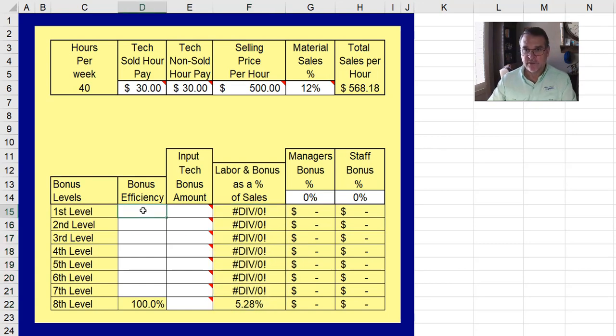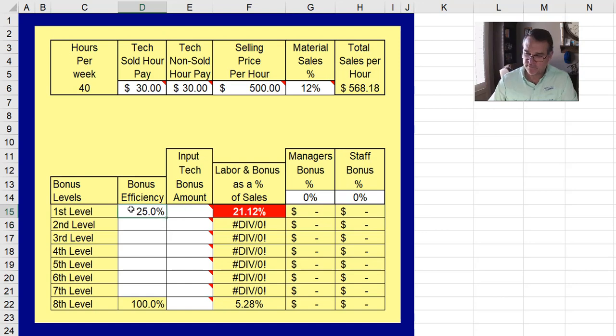So okay, our first level here, let's just say our efficiency is 37.5%. So that's 3 hours a day. You're looking for 15 hours a week. So at 37.5% efficient, if I put in an efficiency bonus at 25%, okay, I can't give a bonus because now labor as a percentage of sales is still going to be over 20%. So I can't even do that.